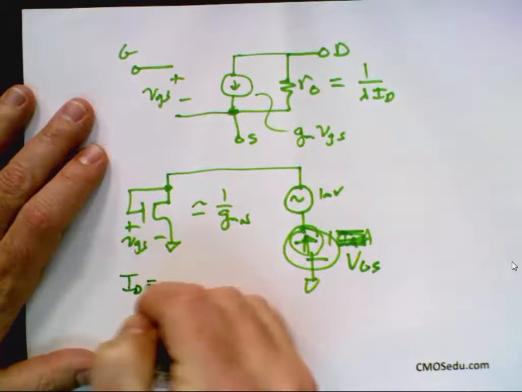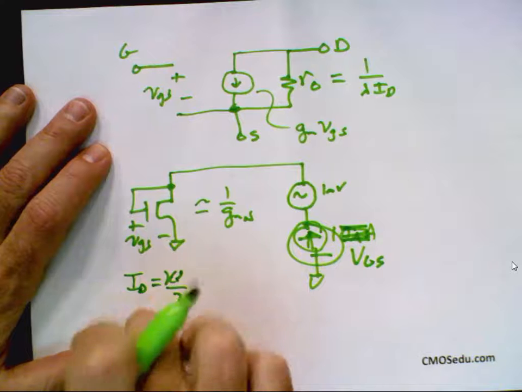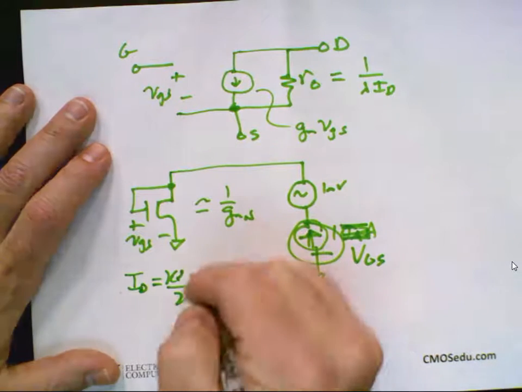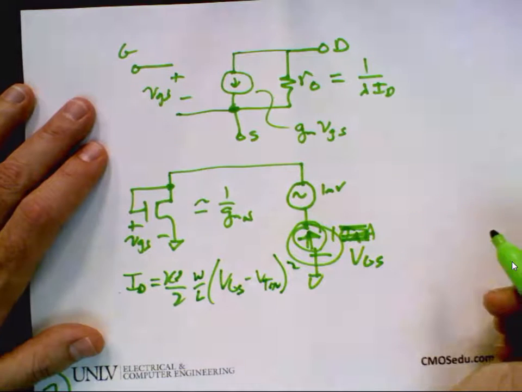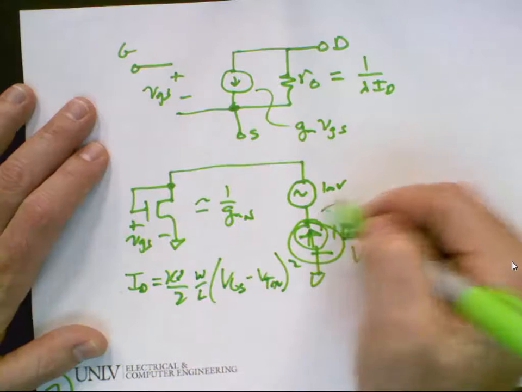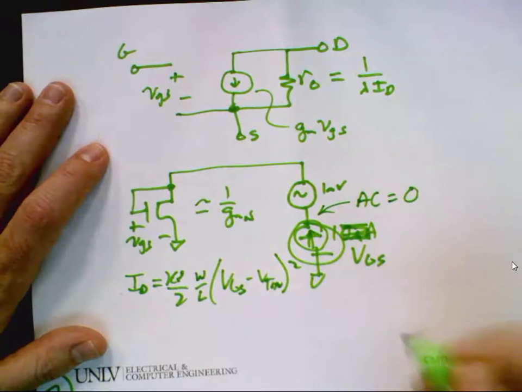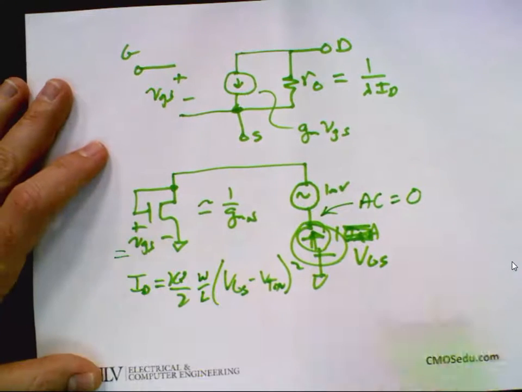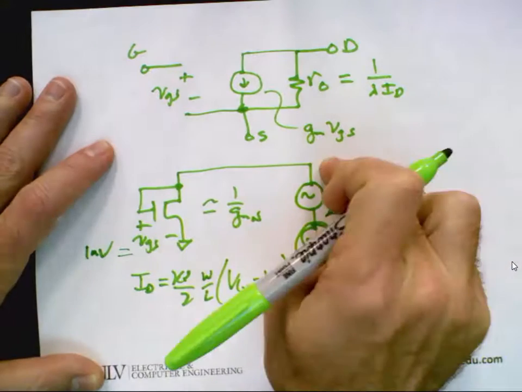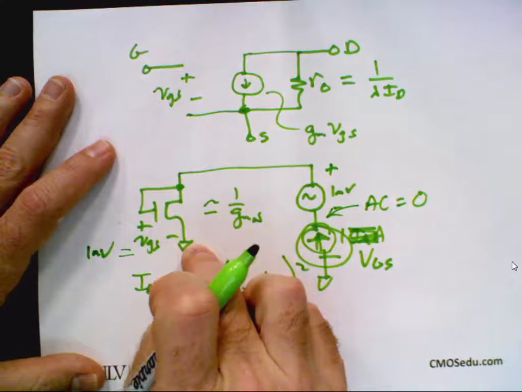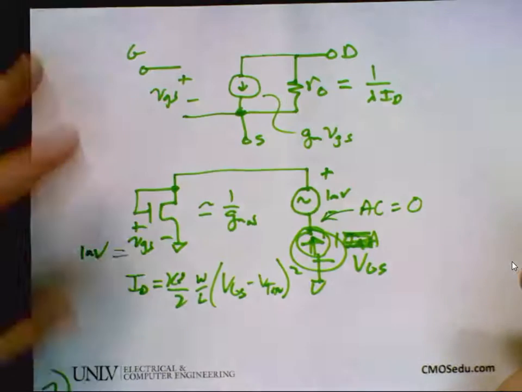Oh, it's ID equals KP, W over L, VGS minus V threshold N, squared. It always comes back to this equation. Even before, when I had a constant current, it would come back to this equation, and I'd solve for VGS. And now I ask, if this is a voltage source, what is the AC voltage here? 0. What is the AC voltage here? 1 millivolt. And if I write the KVL, plus, minus, plus, plus, minus, sums to 0. Any questions?